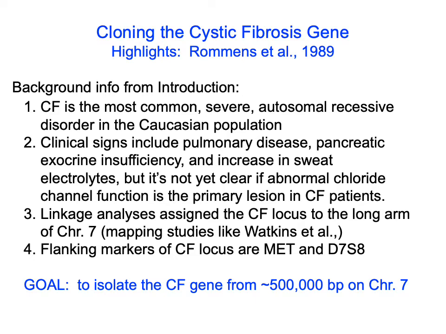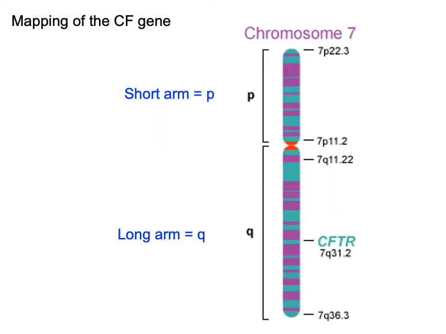Okay, so what else did Ramans know before they started their study? They knew from various linkage analyses, these mapping experiments like we saw from Watkins, that the cystic fibrosis gene or locus had been assigned to the long arm of chromosome 7, and on the next slide I'll show you a picture of that. And they knew specifically some of the markers flanking the cystic fibrosis locus or gene were MET and the D7S8 locus. So the goal in this paper was to isolate the cystic fibrosis gene from around 500,000 base pairs on chromosome 7.